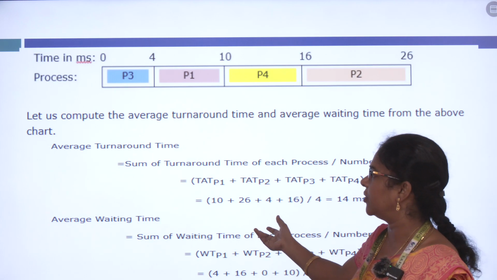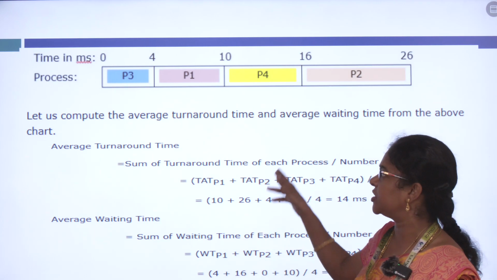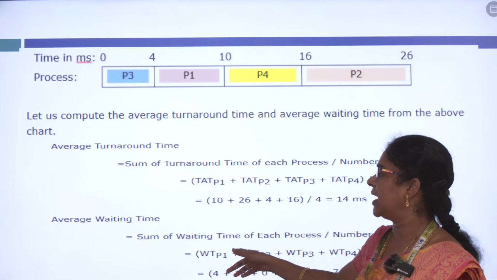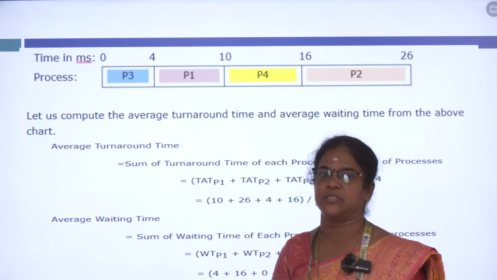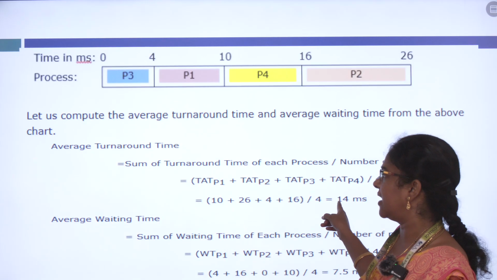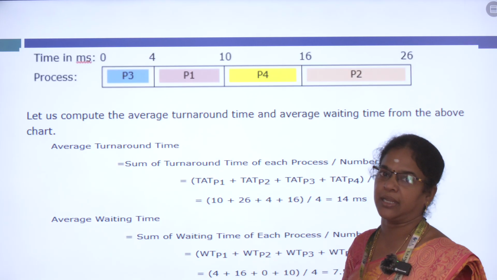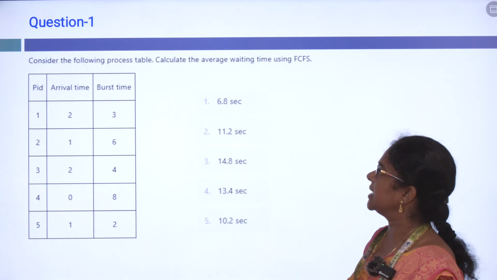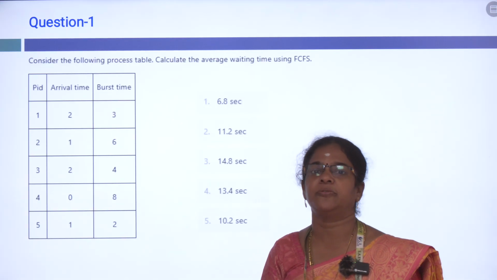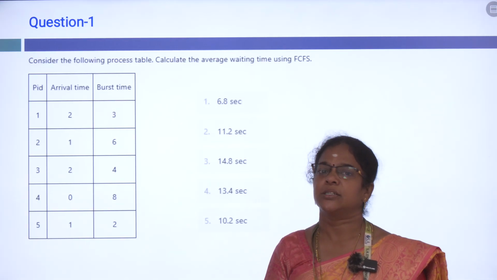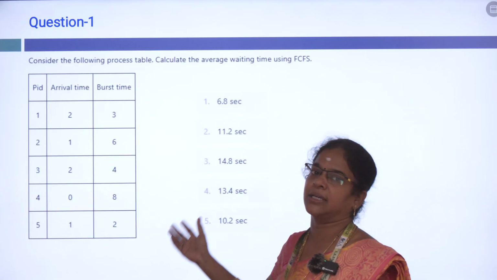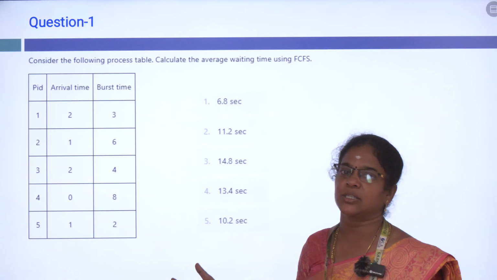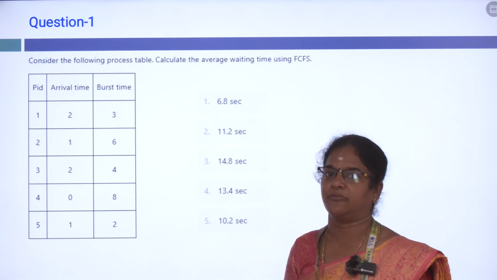Now, similarly you find out the completion time, turnaround time and average waiting time. It's similar to the previous one, that is FCFS. Finally you find out the average turnaround time and average waiting time. Okay, so these are the two types of scheduling algorithm, shortest job first and FCFS. Now you will see some GATE questions. In these GATE questions we solve SRTF also.